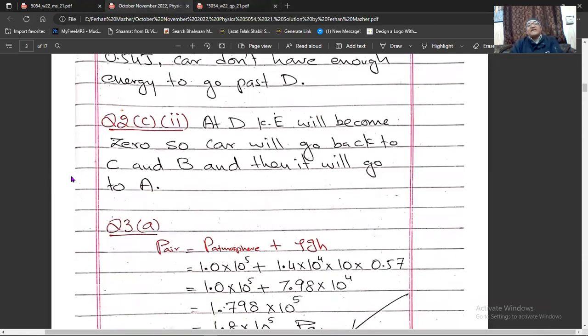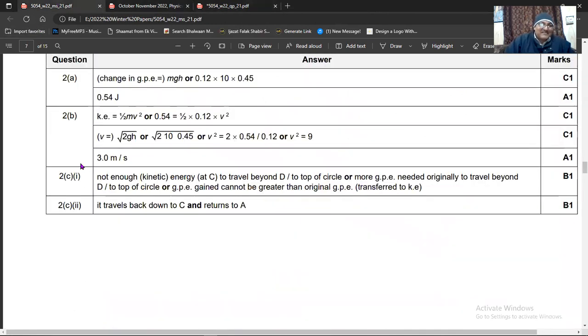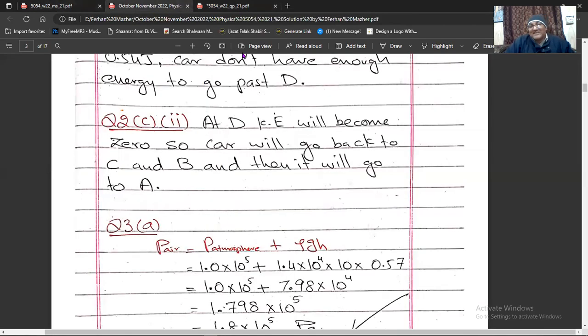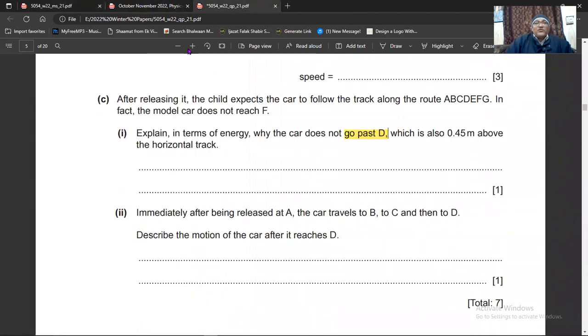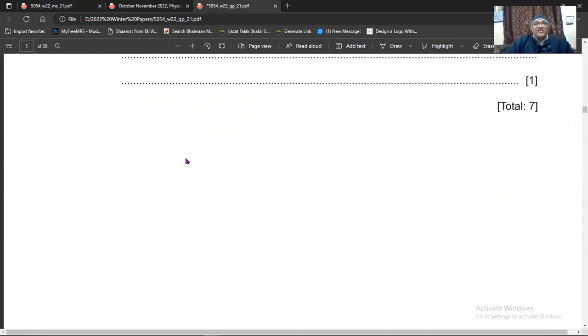So at D, the kinetic energy will become 0. So the car will go back to C and B, and then it will go to A. This is my answer: it travels back down to C and returns to A. So our answer is right. I hope you understand, and we are going to the next question.